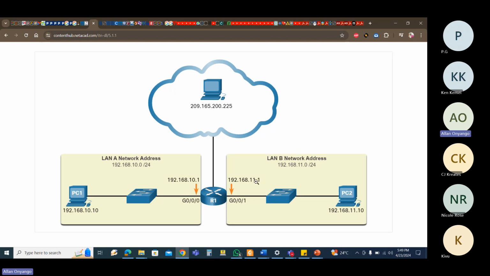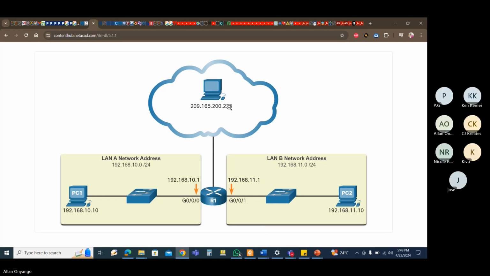And the whole of this network is 192.168.11.0/24. And the PC up here in the cloud has an IP of 209.165.200.225. Now, listen to this. Just like as humans, as citizens of a country, we need an identification number to be able to be referred to as the citizens of that country.